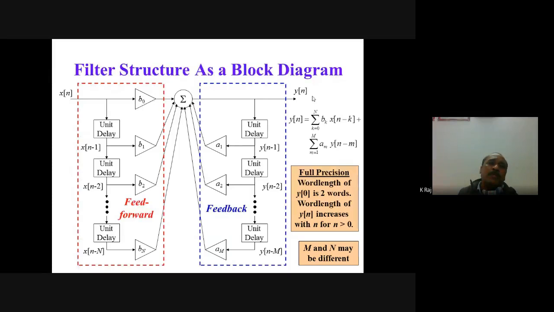Now, if we see the filter structure as a block diagram, as we have discussed, from the direct equation we can draw the block diagram here. But after some manipulation, because this one is the feedforward concept and this is the feedback concept, we are introducing some concepts in order to reduce the complexity. And how is the complexity reduced? By interchanging the location and position of the two subsystems here.